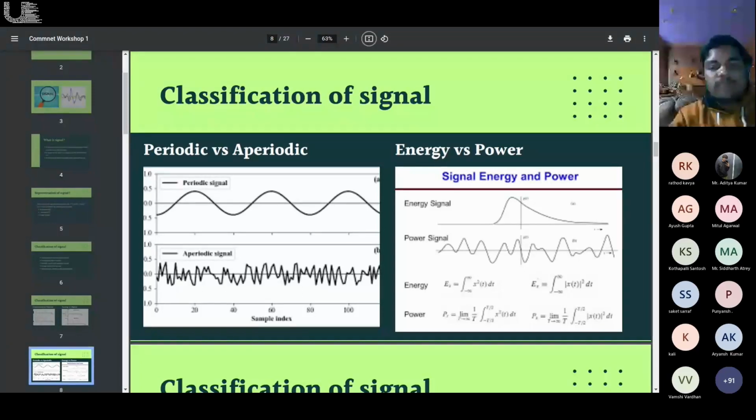So power is equal to the limit as t tends to infinity of 1 by t times the integration from minus t by 2 to t by 2 of x squared t dt. So we will just divide the energy by the time period. In this case it is from minus infinity to infinity. For a periodic signal like a sinusoidal signal, we can calculate the area from the first zero to the second zero, and then divide by half of the time period, because from first zero to second zero it will take only t by 2, right?